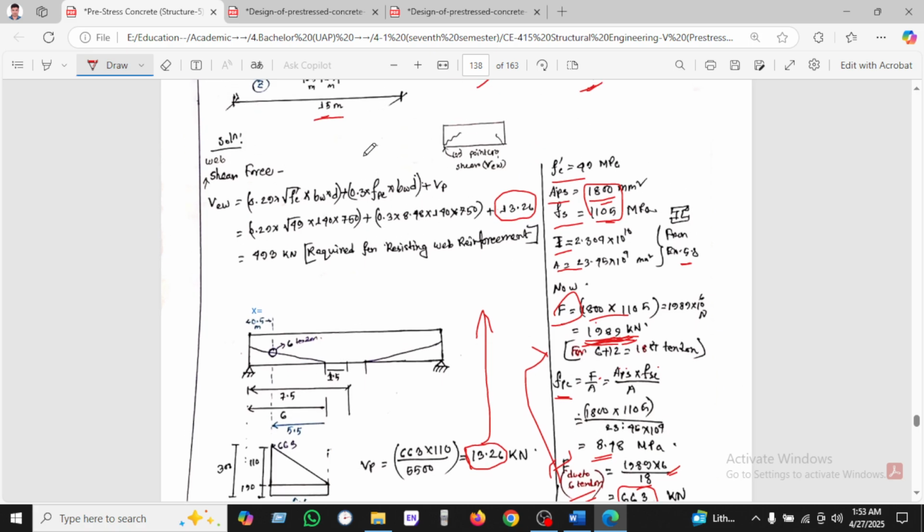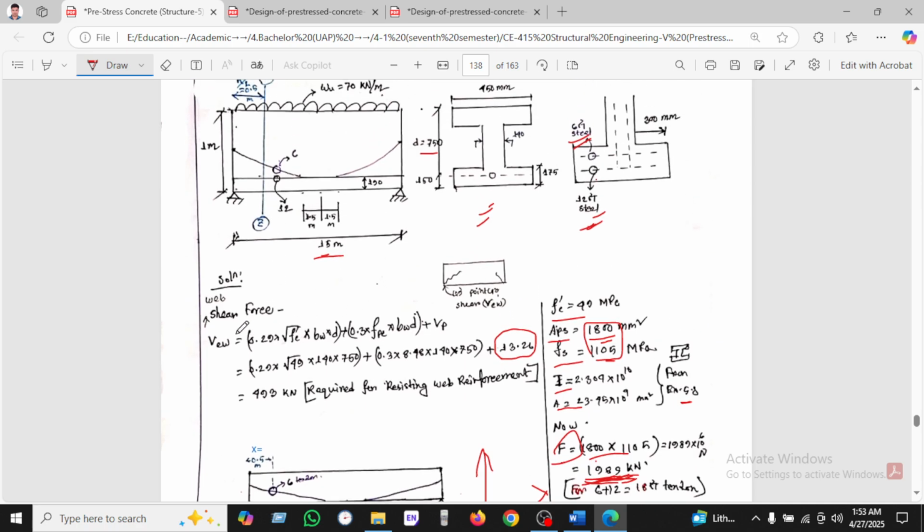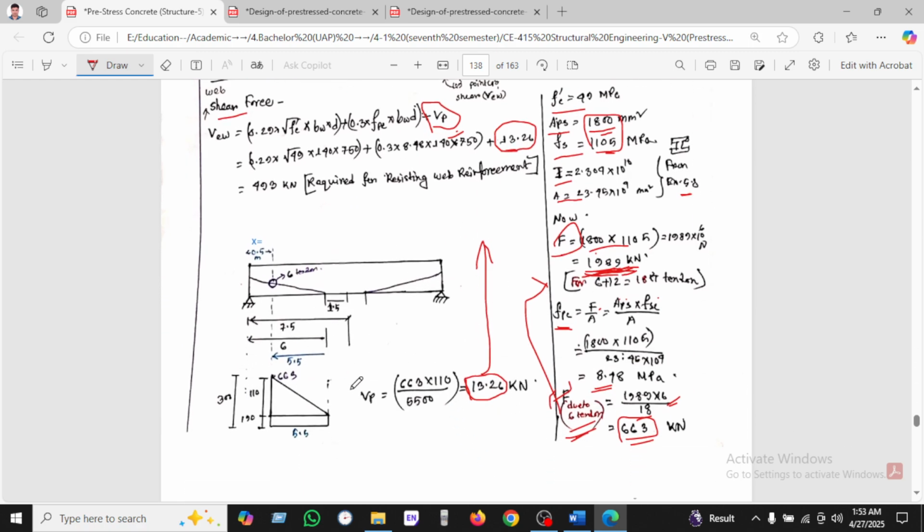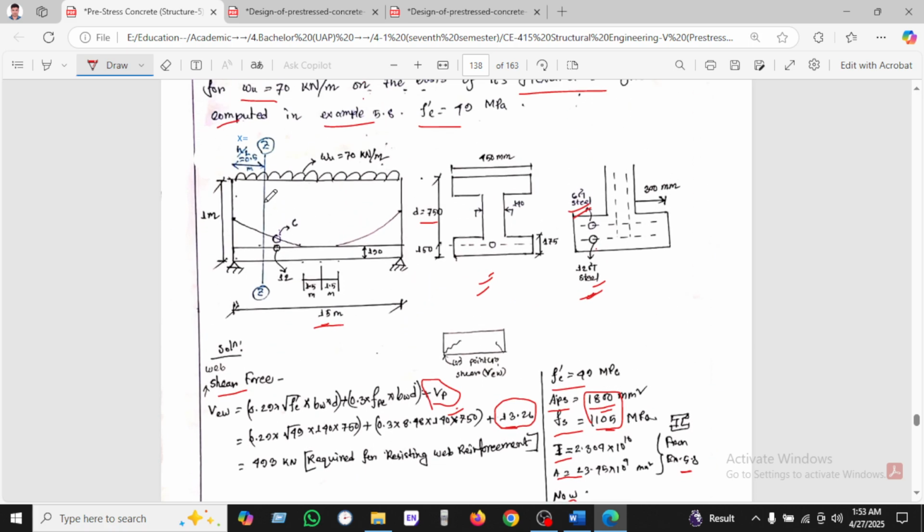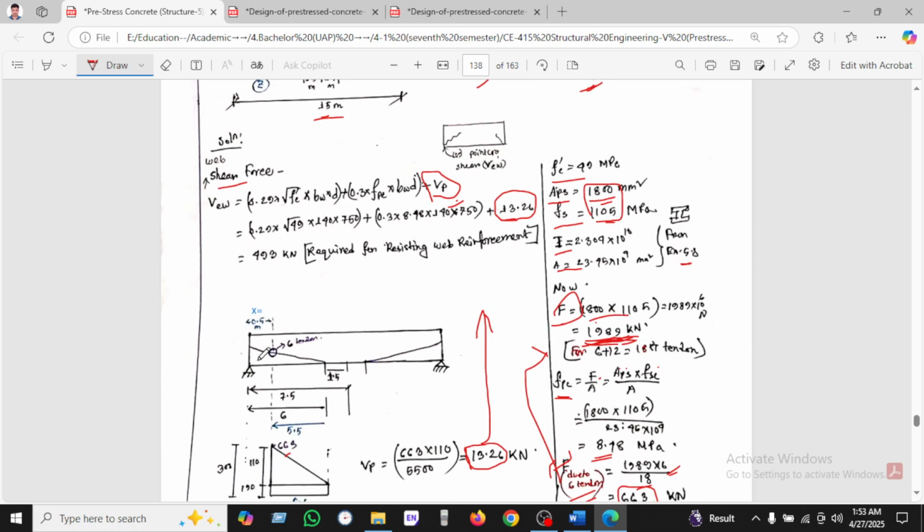Okay, let's see. Now we can calculate the web shear force using this formula. Before using this formula, we have to find the pre-stress shear. How do we calculate the pre-stress shear? It is 13.26. As we found the force for only 6 tendons, we found 663. This is the 663. The distance from the left section is x, or h divided by 2, and we have found it here.